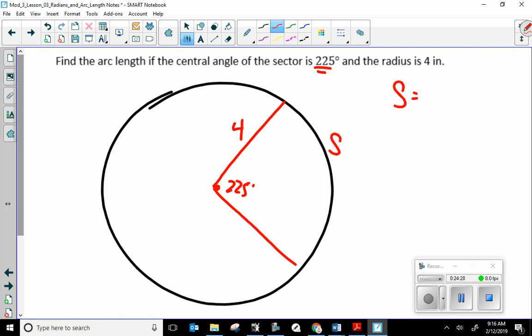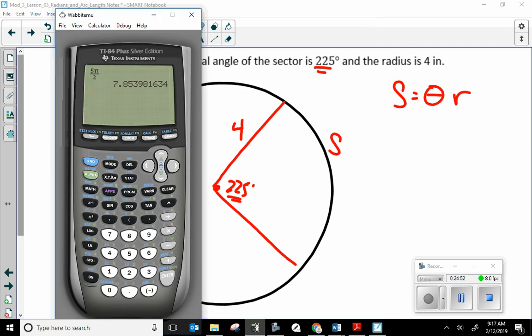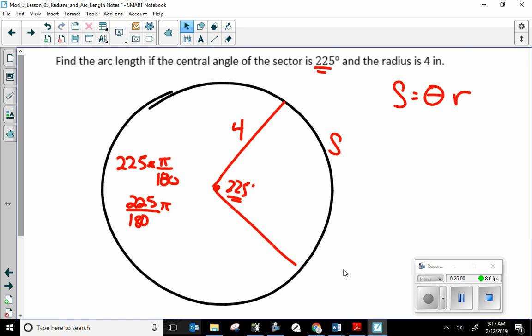S is going to equal my angle times my radius. But I want the angle in radians. So I'm going to take 225 and multiply it by pi over 180. So I got 225 over 180 pi. If I have a calculator, I could take 225 divided by 180, and that's 5 over 4. So that's really 5 pi over 4.